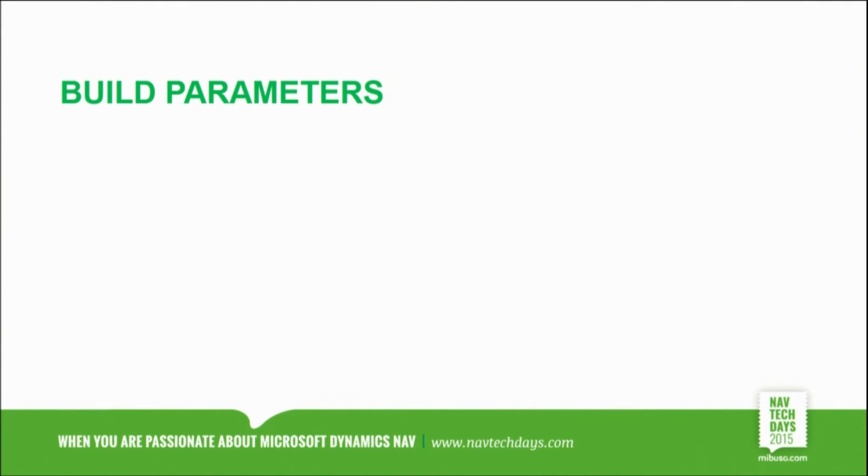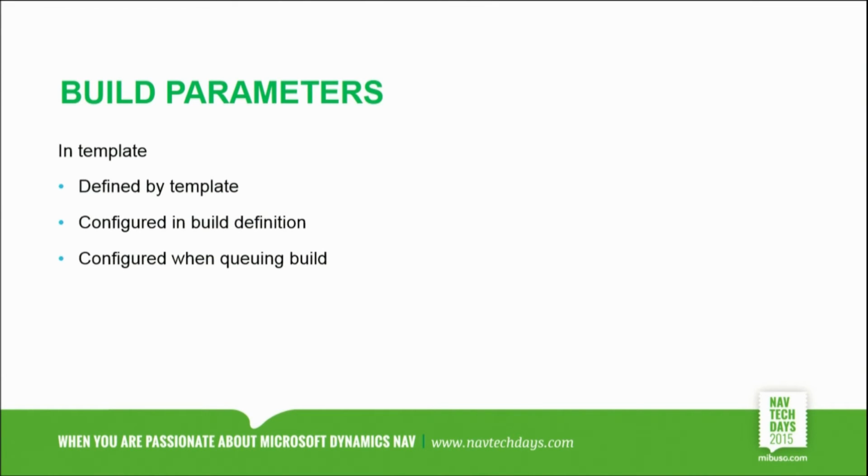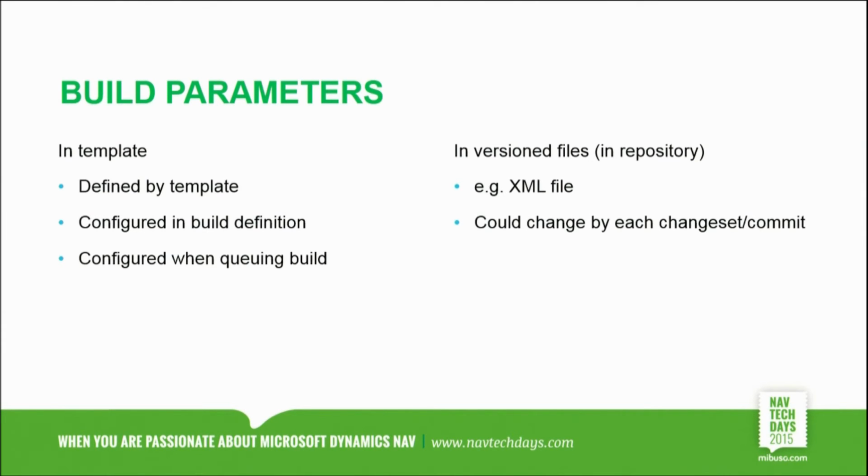About some build parameters we need for the build. We can select if we will have them in a template as a part of the definition of the build. They are defined by the template. They are configured when you are creating the build definition, or you can define them when you are queuing the build, when you are requesting a build. Or you can have the parameters saved in your files, which are part of the repository, for example in some XML file, which I'm using for most of the parameters, because when you want to change them, you just change them, save the change of the file, push it to the server, and the build will use them.